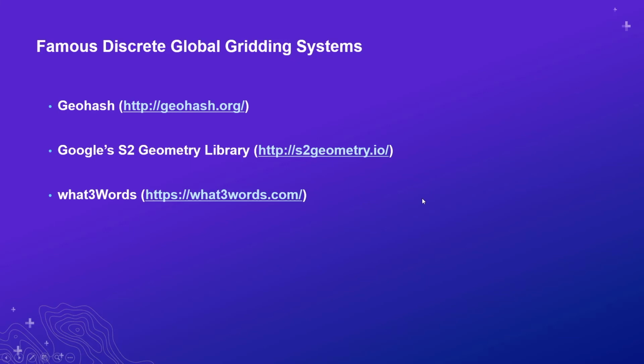Google's S2 geometry library is also another famous one. It's hierarchical as well, and they use their gridding system as an index to provide fast search access. There's also something new called What3Words, which is non-hierarchical in nature, and they use 3 words to uniquely identify each cell. Their resolution is roughly 3 meters.